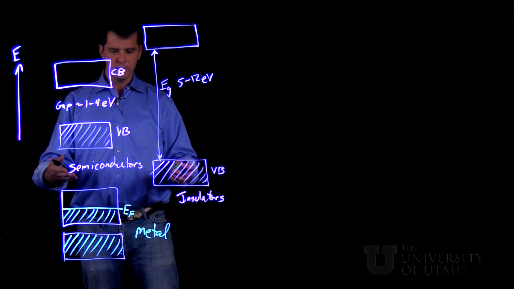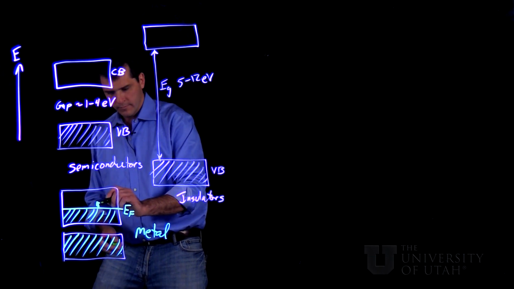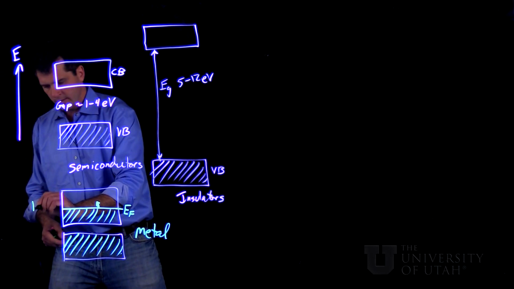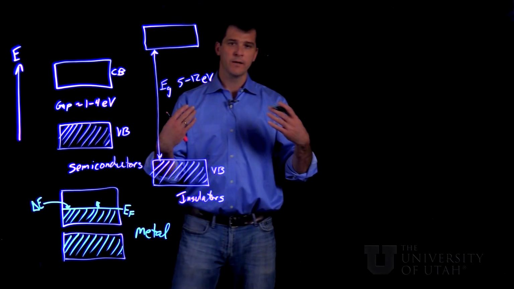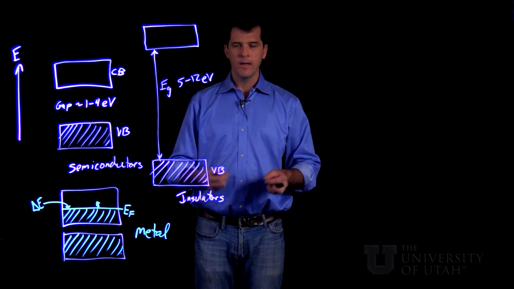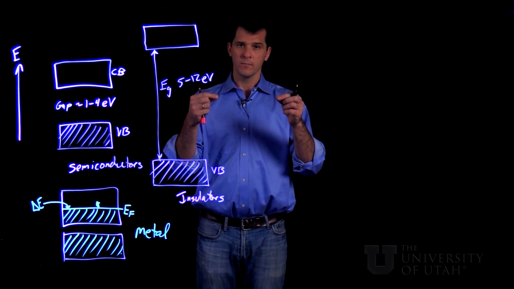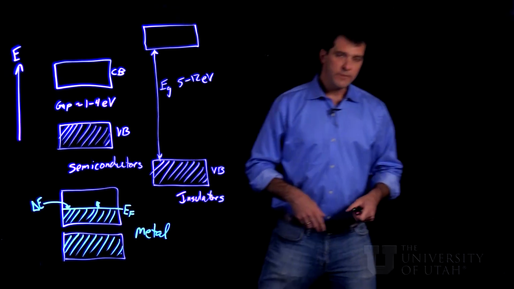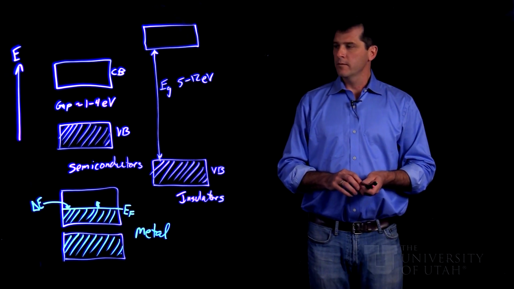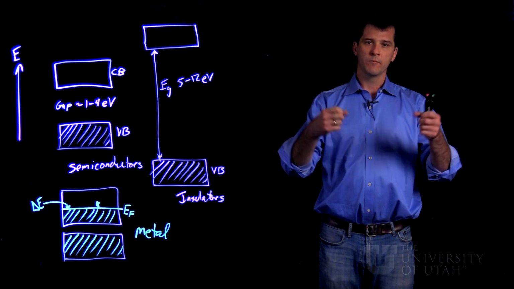So for a metal, the next available state is separated by a tiny infinitesimal delta energy from the highest occupied state. And that means for even the smallest electric field or voltage that you put on a metal, the electrons can start to conduct electricity.